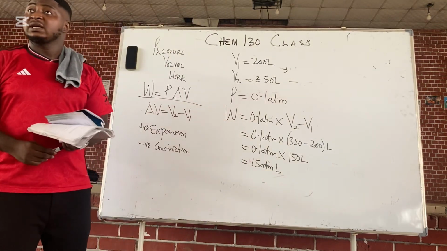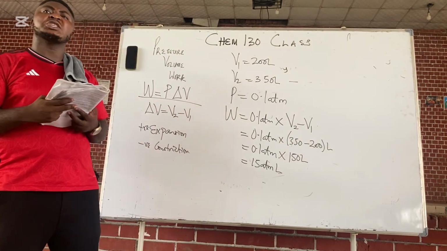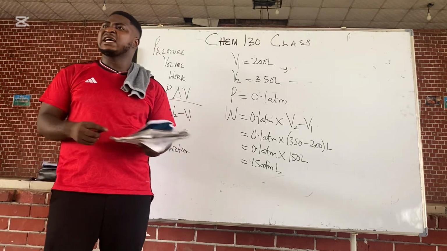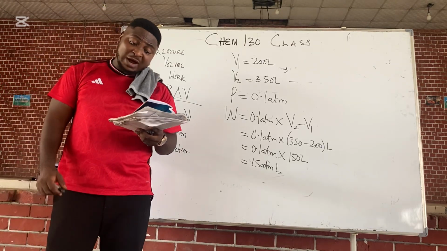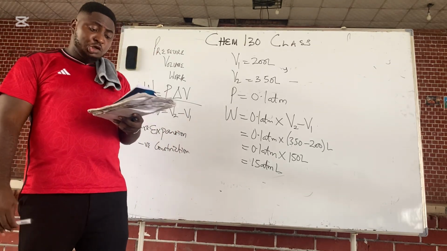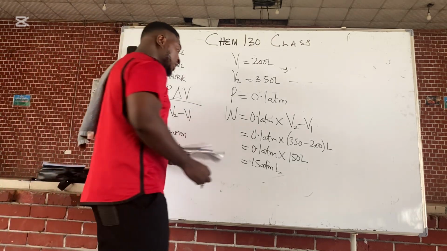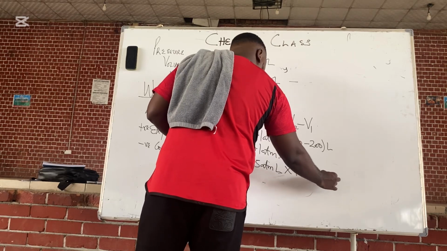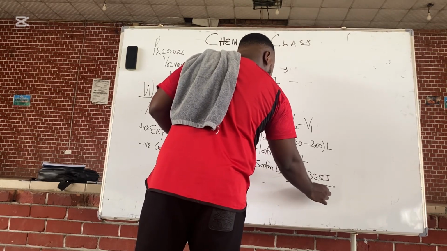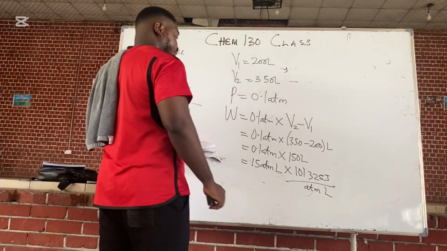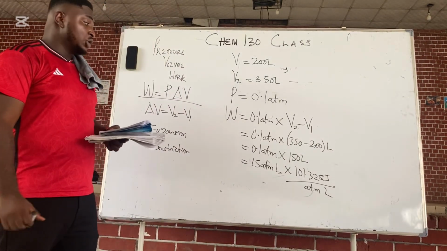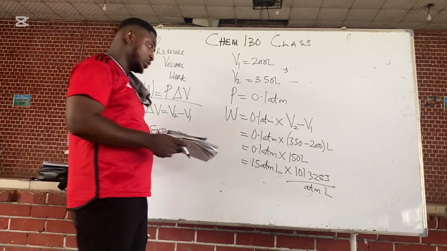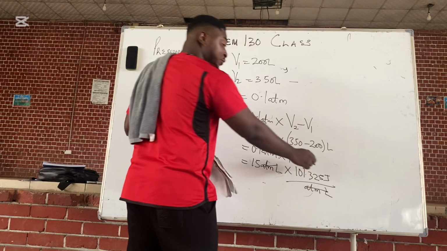15 atm liter. But class, you are aware that work should be measured in joules. If you have to find your final work done in joules, you need to convert from atm liters to joules, and the conversion rate is multiplied by 101.325 joules per atm liter. Multiply whatever you have by 101.325; atm liter cancels atm liter, and you're left with joules on top.